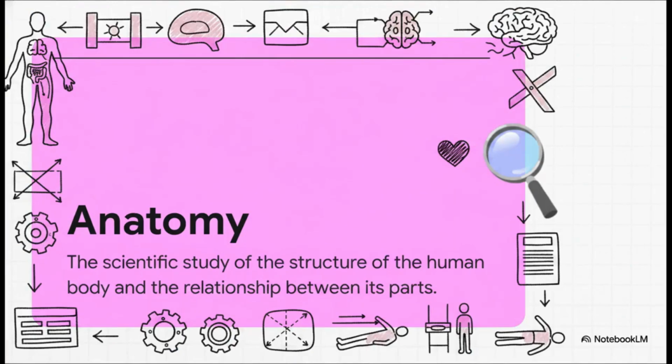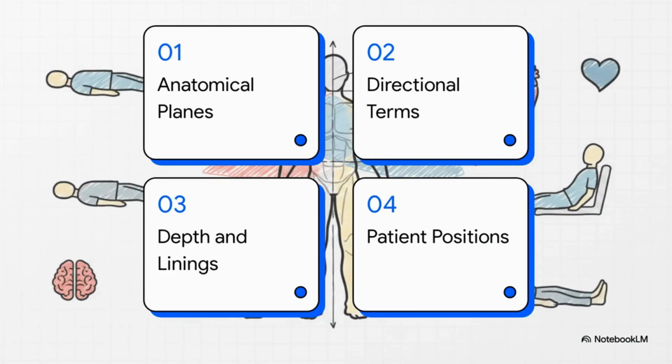Okay, let's lay down our foundation first. By definition, anatomy is the scientific study of the structure of the human body and how its various parts relate to one another. We aren't just looking at isolated organs here. We're really looking at how everything fits, connects, and interacts within a complex living system. So, here is our game plan for today's study session. First, mastering anatomical planes, then navigating directional terms, moving into depth and body linings, and finally, clinical patient positions.